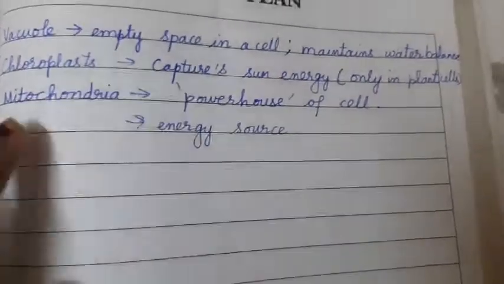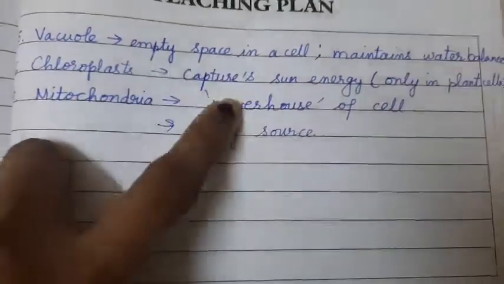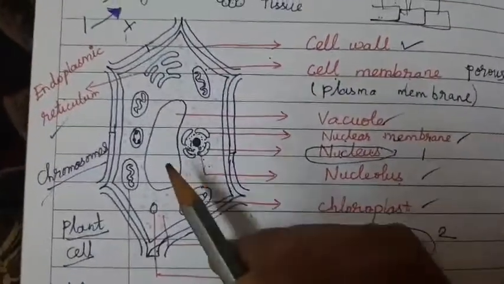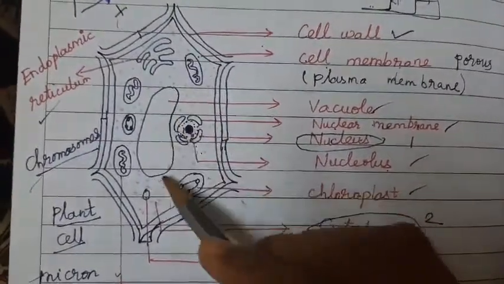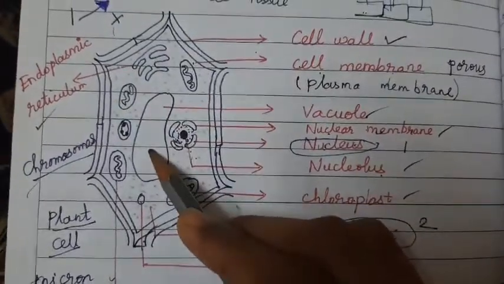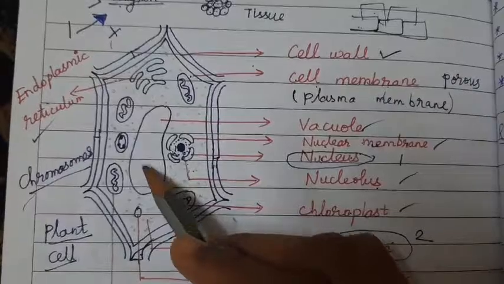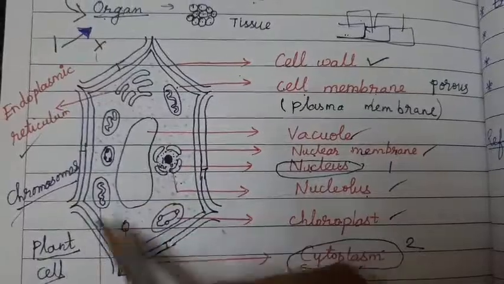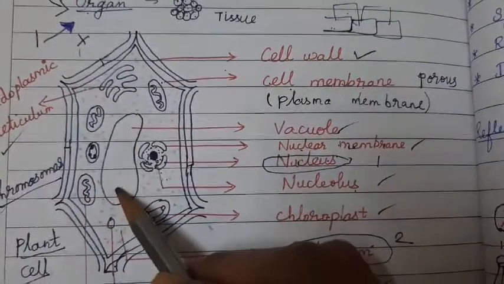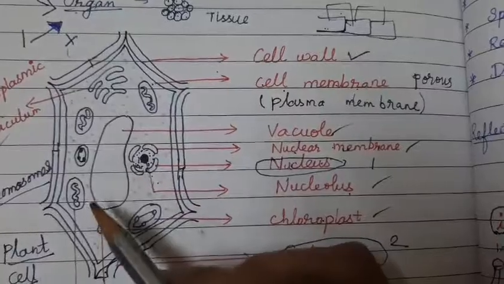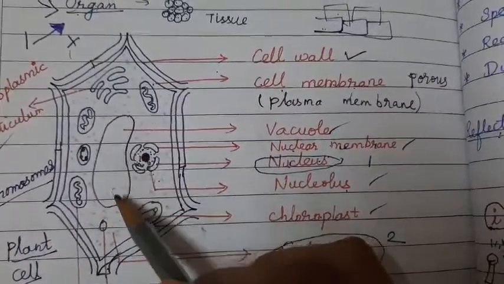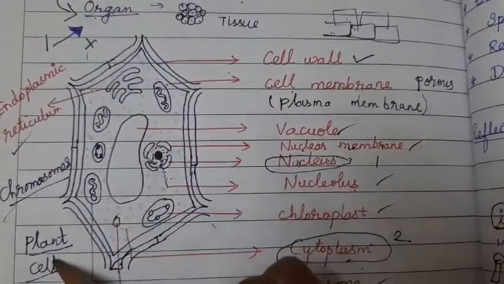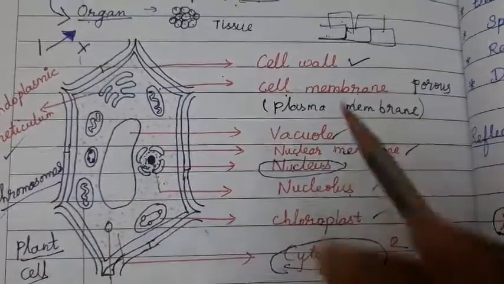Okay, next is your vacuole. A vacuole is an empty space in a cell and it maintains water balance. So which is the vacuole here inside the cell? This is a vacuole. This is an empty space. It is empty because it helps in maintaining the water balance. It expels the excess amount of water from the cell, and functions like ingestion and egestion are carried out by your vacuole. The vacuole is large in size in a plant cell and small in size in an animal cell.